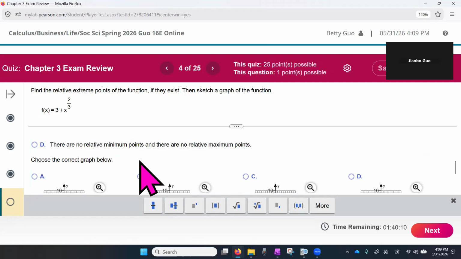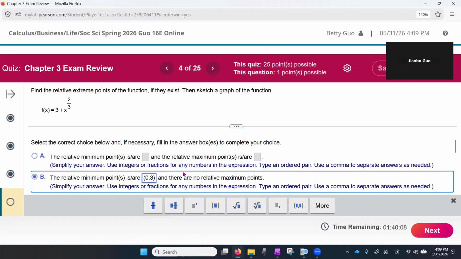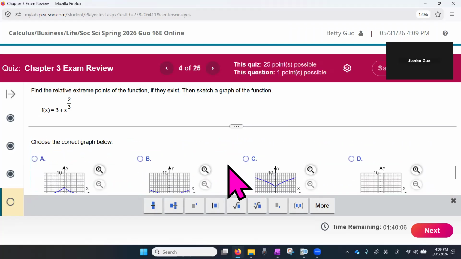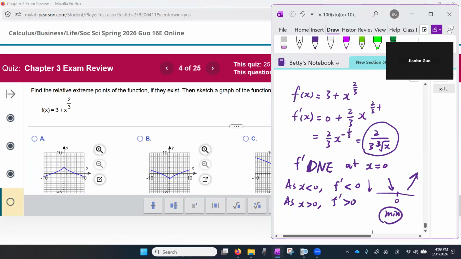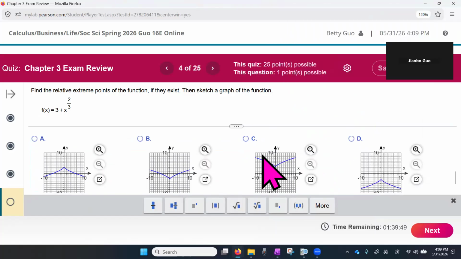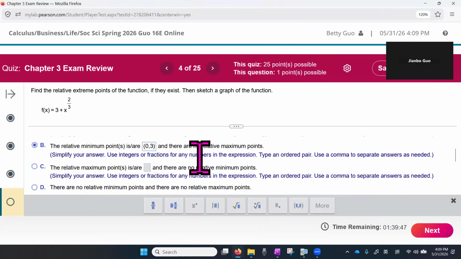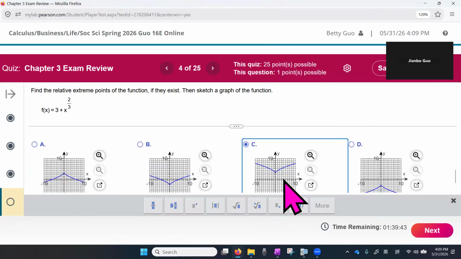Choose the correct graph. So firstly, we know the graph must pass through (0, 3). This one is out. This one's out. (0, 3) is right here, okay? So minimum, this one. Go down first, go up after. C. Because it has a minimum, right? Minimum at (0, 3).